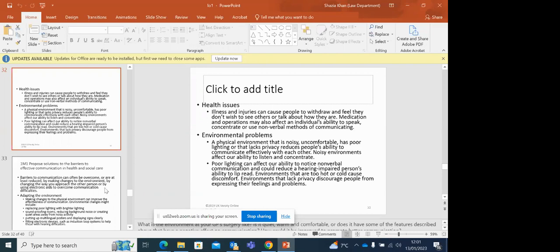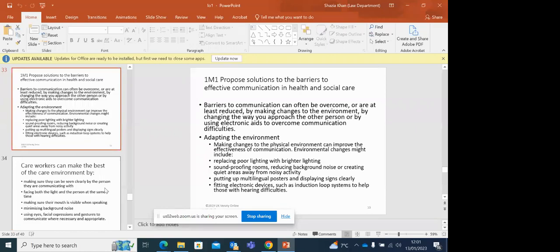So now we've got proposed solutions to barriers to effective communication. Barriers to communication can often be overcome or at least reduced by making changes to the environment, by changing the way you approach the other person, or by using electronic aids to overcome communication difficulties. Adapting the environment, making changes to the physical environment, can improve the effectiveness of communication.